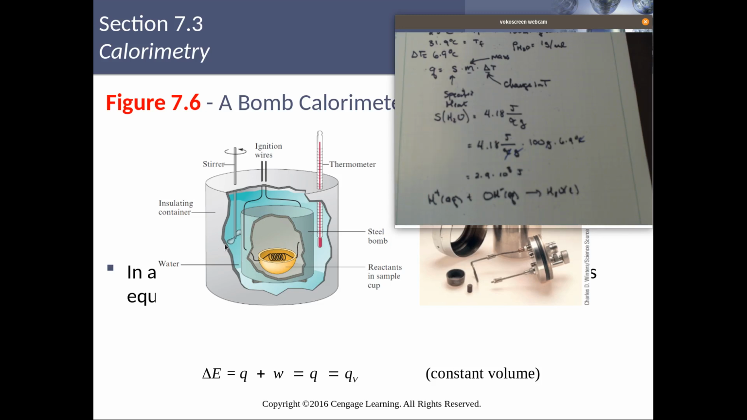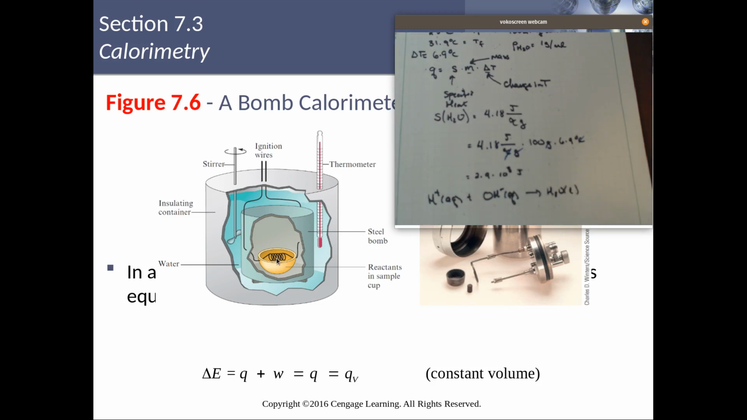You make sure that the water is well stirred, and I have a thermometer, and of course I'm insulated from the environment. What's going to happen in this particular reaction is at constant volume, so we'll use a constant volume heat capacity. The volume is the volume of this container, less that of the sample cup and everything else.